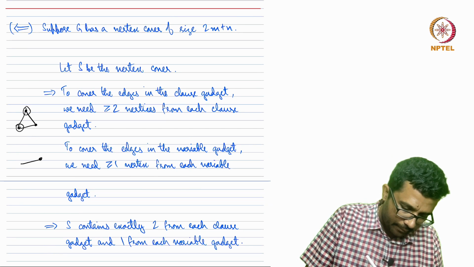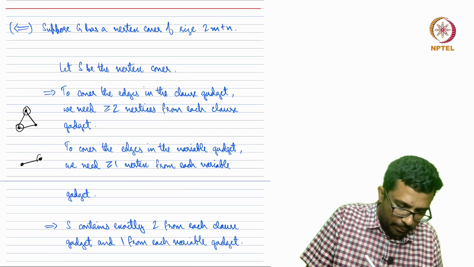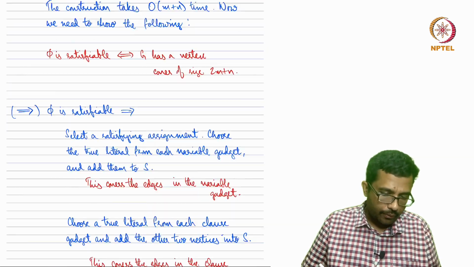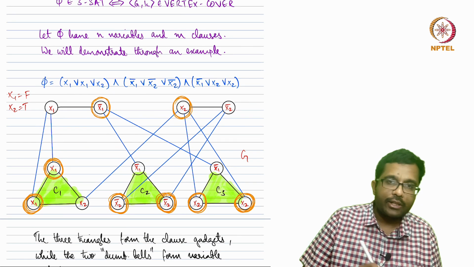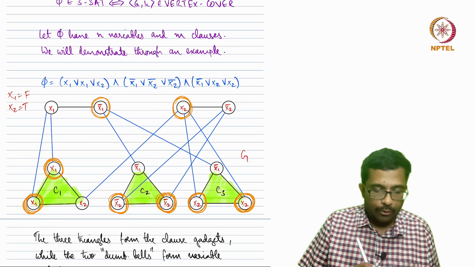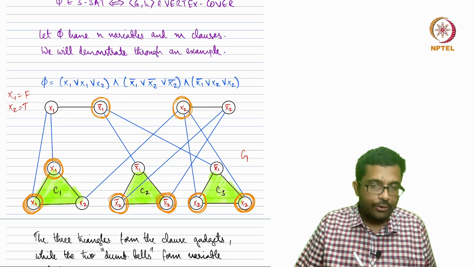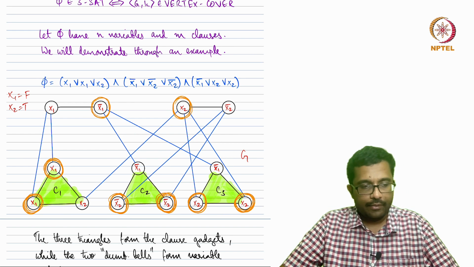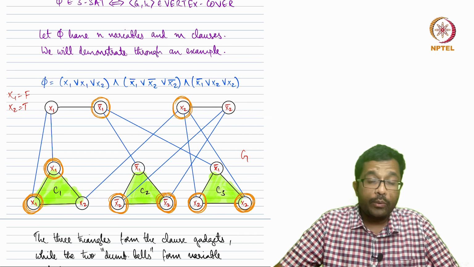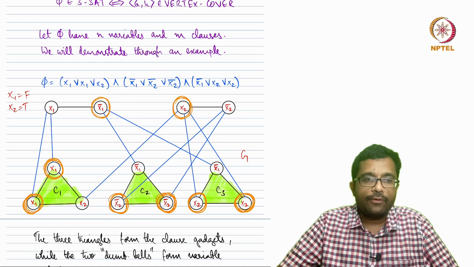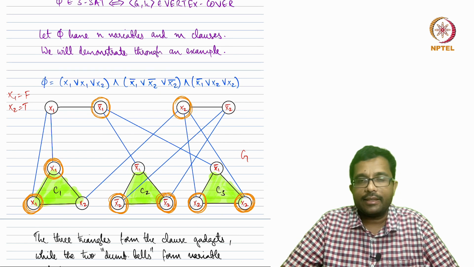It is something like this. To cover this edge, we need to pick one of these endpoints, right? So we need 2 vertices from each class gadget, and we need at least 1 vertex from each variable gadget to form a vertex cover, right? We need 2 vertices from each class gadget and 1 vertex from each variable gadget. So this itself tells us that we need a minimum of 2m plus n vertices in a vertex cover.